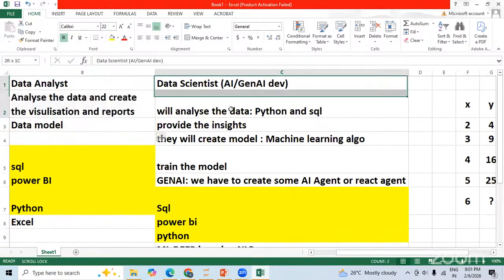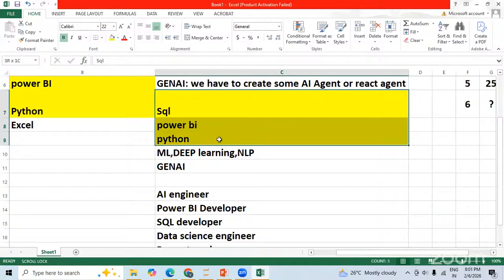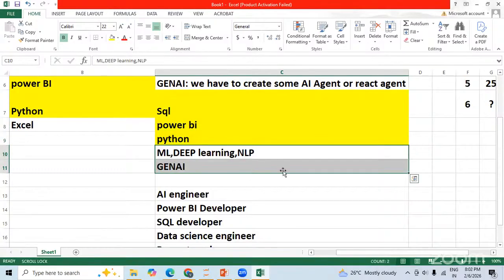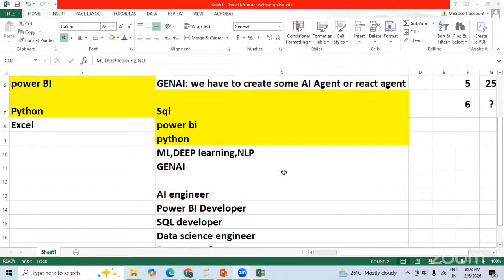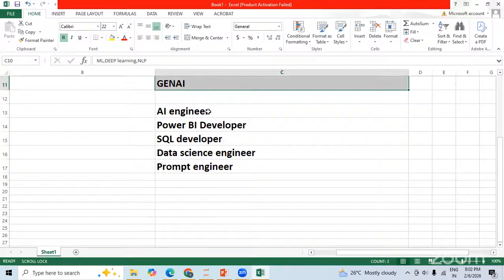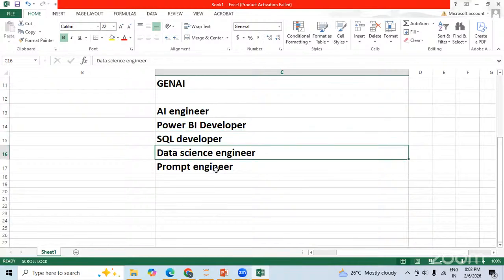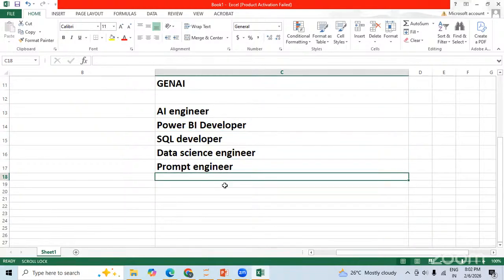Sir, if I do data scientist, will I get to learn data analyst? 101%. Your syllabus is the same. On the contrary, in data scientist you will get more skill set: GenAI, machine learning, these all the things, right? Then you can go for AI engineer, Power BI developer, SQL developer, data science engineer, prompt engineer. You can also go for the data analyst.